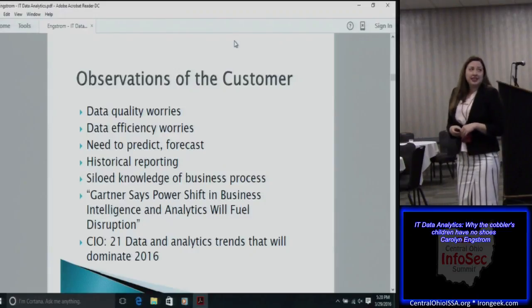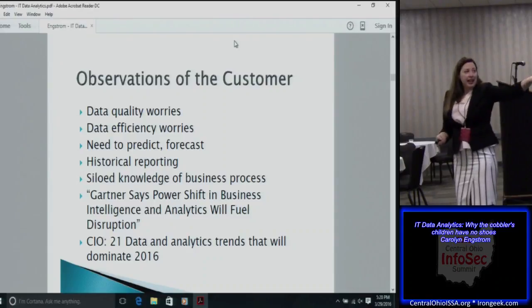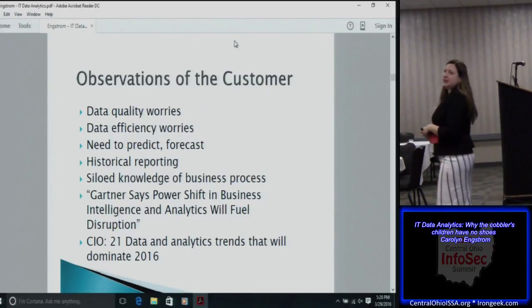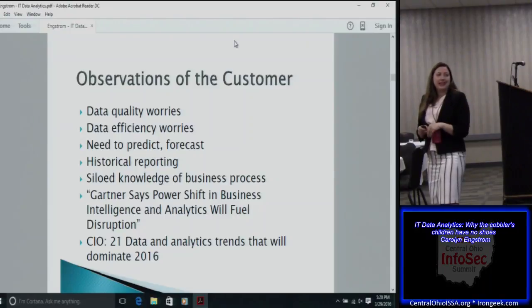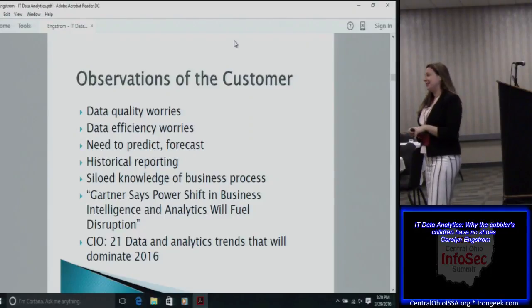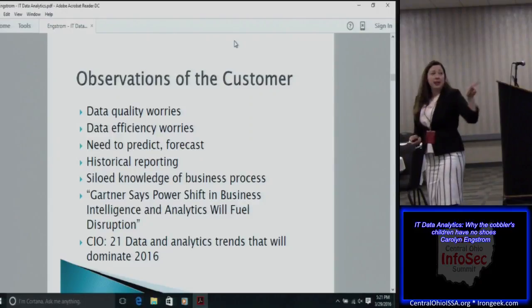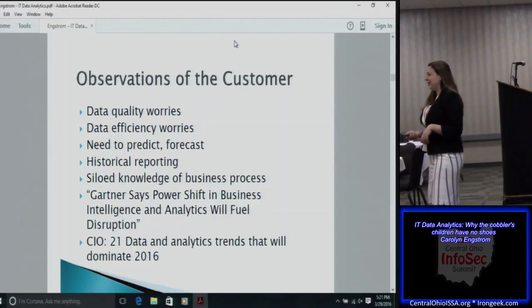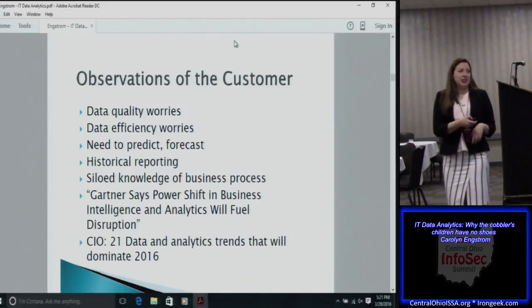So Gartner says that the power shift in business intelligence and analytics will fuel disruption. And I can summarize that last bullet point on the CIO 21 data analytics trends that will dominate 2016 in one word: Hadoop. That was contained in about 50% of the things that they thought was going to happen in 2016.